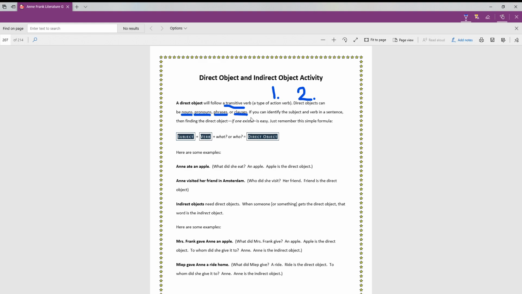So I know sometimes nouns and verbs get tricky. We talk about them, but we don't always remember what they are. But if you can identify the subject and a verb in a sentence, then finding the direct object, if one exists, because spoiler alert, it's not always going to be there, is easy. Just remember this simple formula. So you don't have to write those two down, but I do want you to write this down. Let's see if I can draw a star.